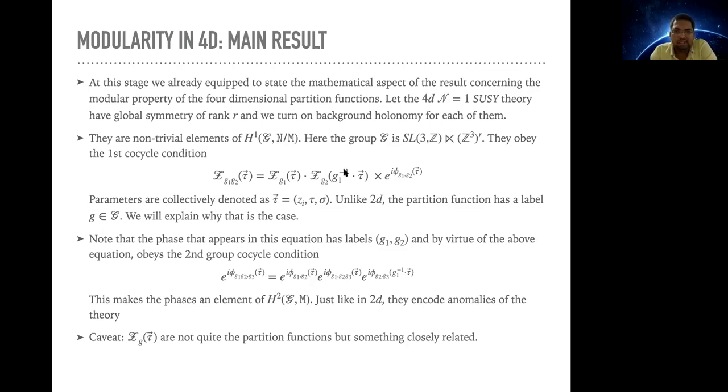Now, what does this tell you? This tells you that if you know the partition function, so again, I haven't quite explained why these partition functions have a G label, and that I will certainly do. But this equation tells you that if you know the partition functions with labels that are generators of this group, then you can compute partition functions with any other label using this first group cocycle condition. But where are the constraints? This just tells you that you can make another thing using the two things that you know. But of course, the generators obey relations. So you can evaluate this first group cocycle condition on the relations. And then you have your constraints that the partition function must obey, something like modular invariance.